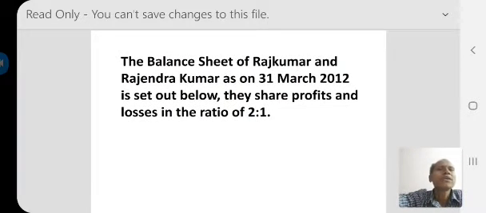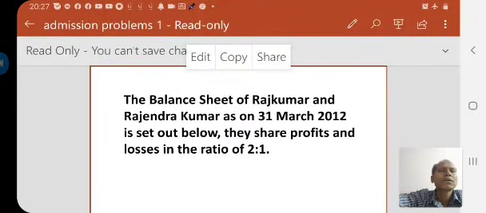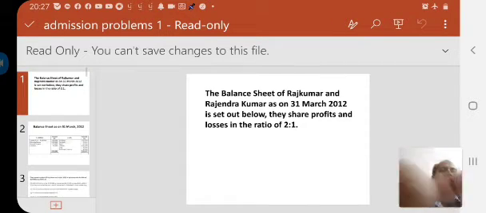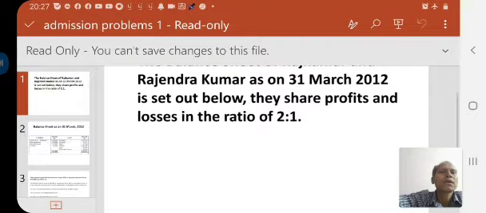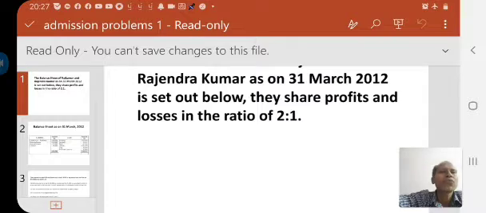The balance sheet of Raj Kumar and Rajendra Kumar as on 31st March 2012 is set out below. Raj Kumar and Rajendra Kumar share profits and losses in the ratio of 2 is to 1.